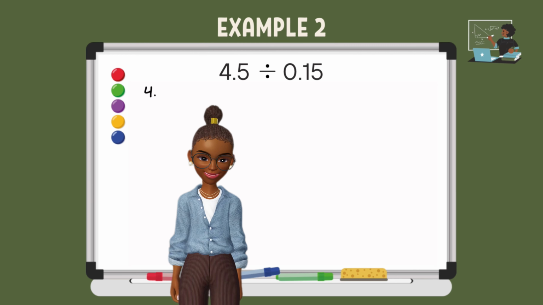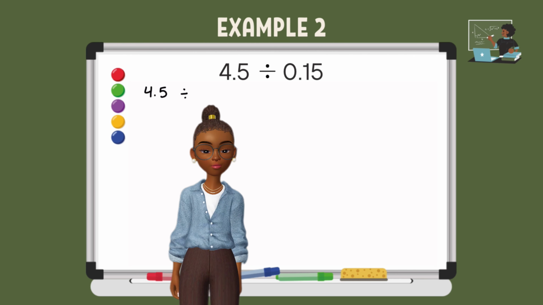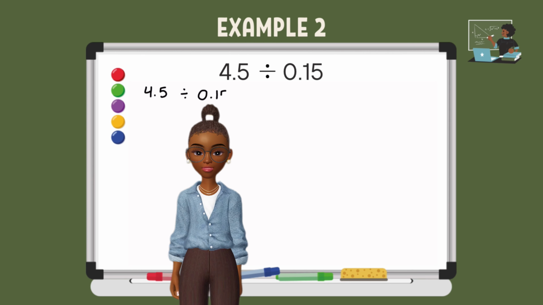Now let's raise the rigor. Here's how to divide a decimal by another decimal. So we have 4.5 divided by 0.15.